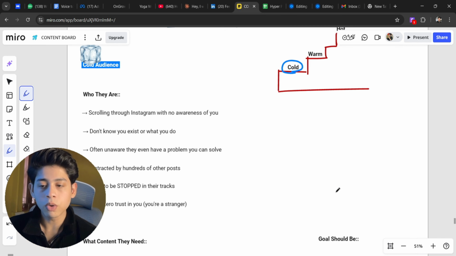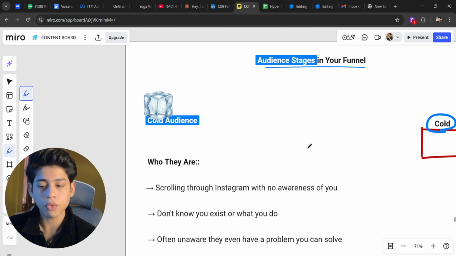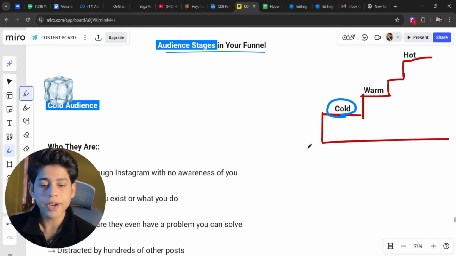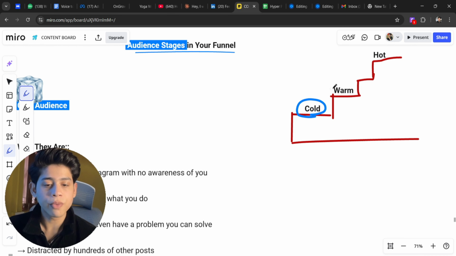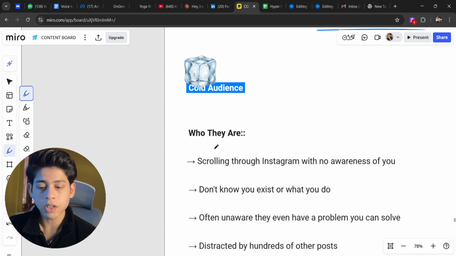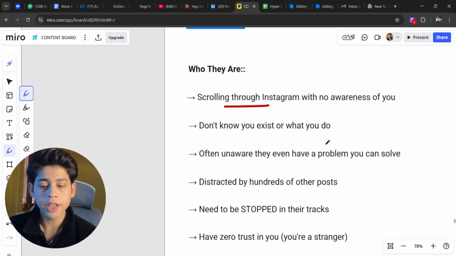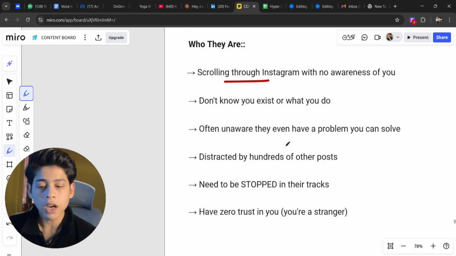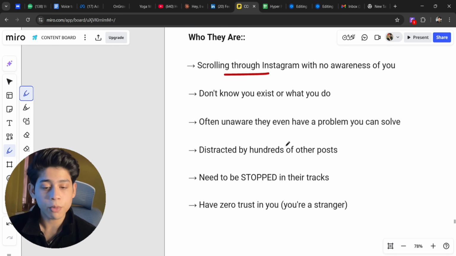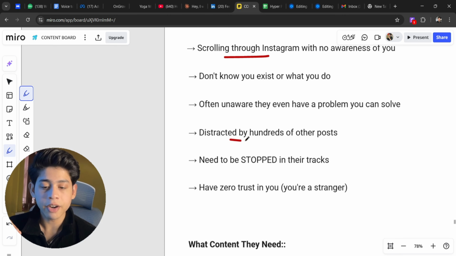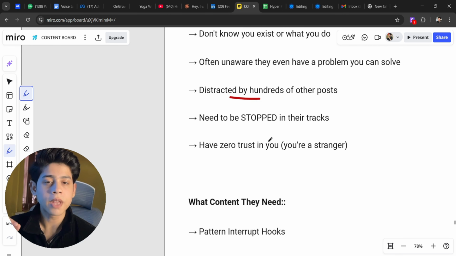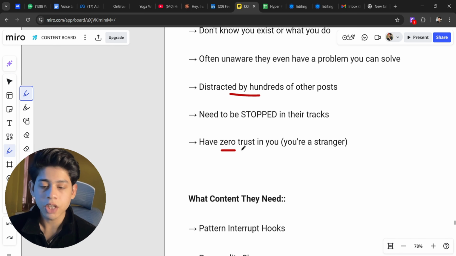Okay, so let's first talk about the audience stages in your funnel. I hope you are already aware of these three stages, which are cold, warm, and hot. The cold audience is scrolling through Instagram. They have no awareness of you. They don't even know that you exist, and they are often unaware of their problem as well. And they're distracted by hundreds of other posts, so you need to stop them in their tracks. And obviously, they have zero trust in you because you are a stranger to them, right?